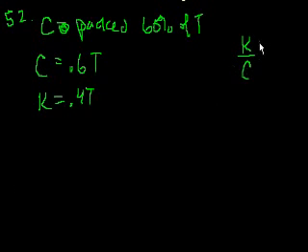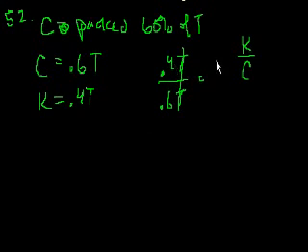So the ratio of the number that, what do they want to know? What was the ratio of the number of boxes Kelly packed to the number of boxes Chris packed? So they want to know the ratio of K to C. Well, K is 0.4t, and C is 0.6t. T's cancel out. You get essentially 4 over 6, which is 2/3. Right? If you multiply the top and the bottom by 10, it becomes 4 over 6. So you get 2 to 3, and that is choice E.